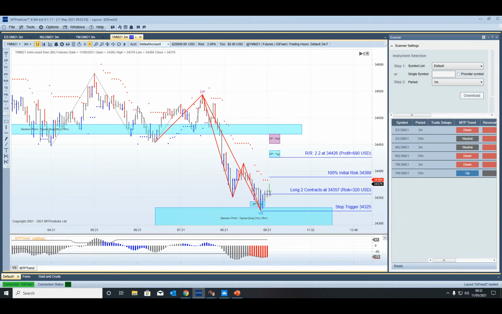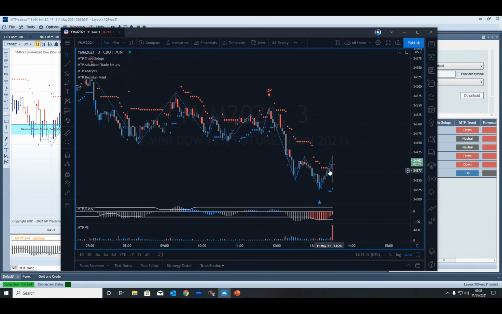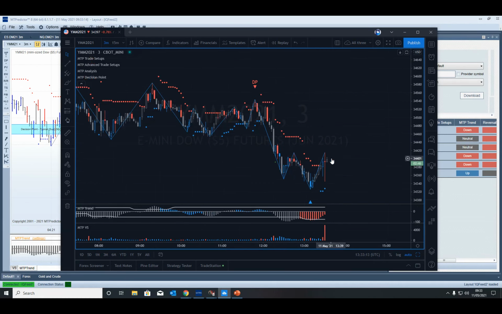And of course, this is exchange delayed data. So if we now go to the live data in Trading View, it looks like it's rallying up slowly there at the moment. So it'll be interesting to see whether it does actually get to that particular target. So a live example there on the YM.